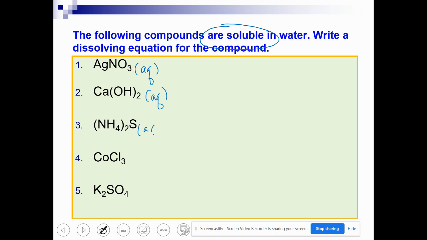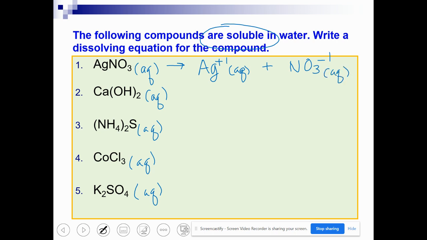All of these are aqueous. And so what we want to do here is break them apart into the ions that form them. So in the first one, it's going to break apart into silver ions and nitrate ions. I think this is good practice because occasionally I will have students who will break the nitrate ion apart into some nitrogen and some oxygen. And that doesn't happen. It actually stays intact as a group.